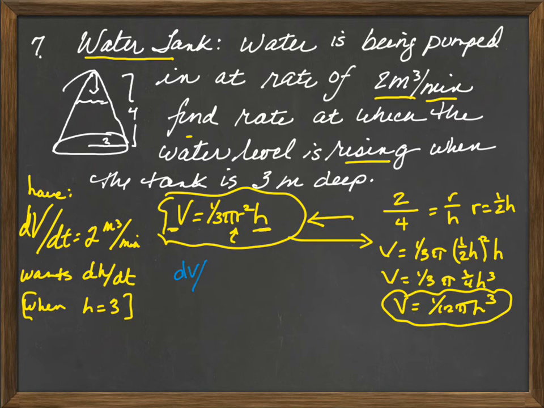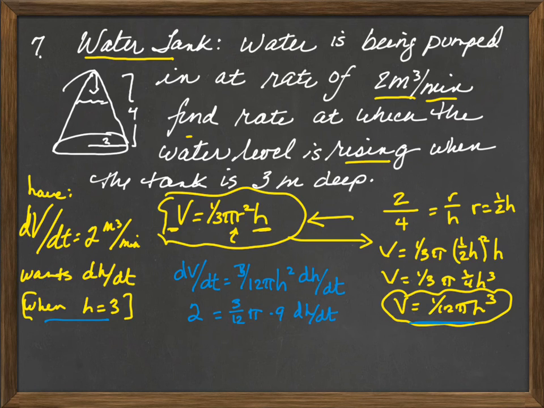So I have dV/dt equals, taking the derivative of this, 1/12 pi, and then times 3. So let's just bring that 3 up here. That would be 3/12 pi h squared dh/dt. So there we go. Now we substitute what we have. We have dV/dt. We know that's 2. And we have h, when this is all supposed to happen, is 3. So this would be 3/12 pi times 9 dh/dt.